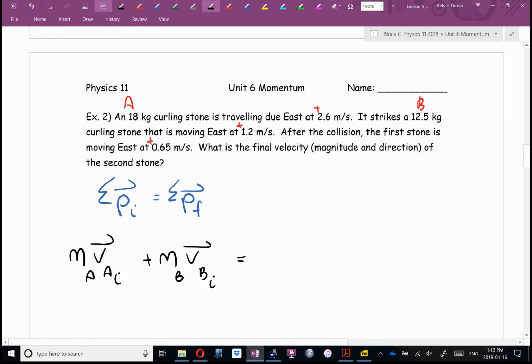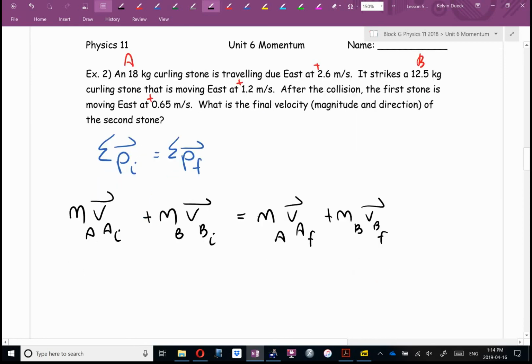Okay, so I'm going to have mass A, V, A final, plus mass B, V, B final. Annika, what are they asking me to find? They're asking you to find the final velocity of B. That guy. This is going to drop down. The left-hand side is going to drop down like a domino, yes? Yep.